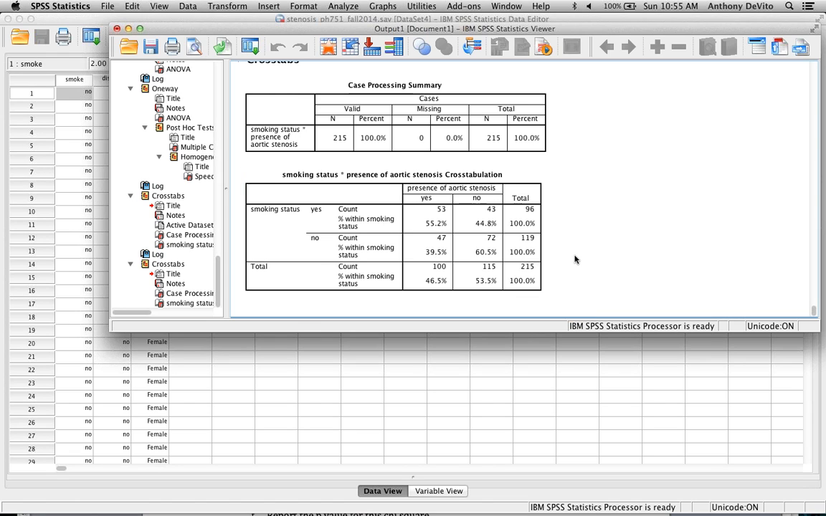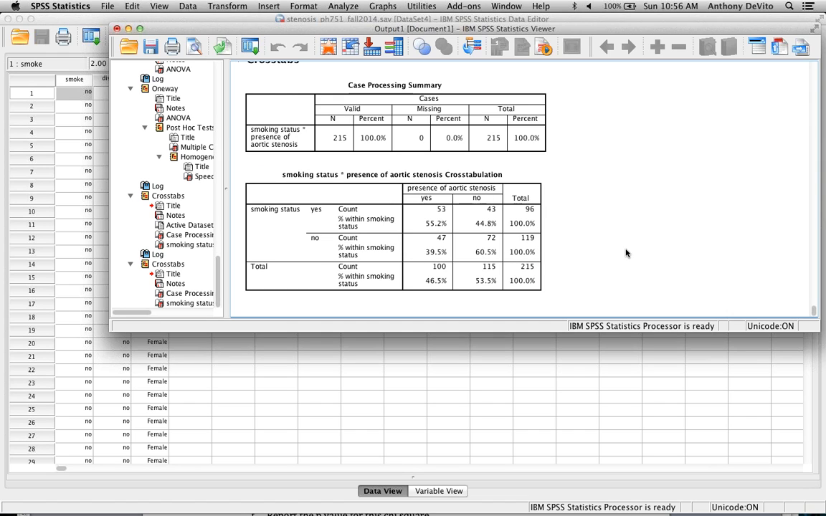Now, the relative risk, in other words, the ratio of the two risks, is 55% over 39%, which is roughly, I'm going to say 1.6 or 1.7 or something like that. In other words, you're 1.6 times as likely to have stenosis in this population if you're a smoker than if you're a non-smoker. That's relative risk. The other way you can see calculating that, instead of using the percentages, is 53 divided by 96 over 47 divided by 119. That would be the same thing as comparing the percentages.